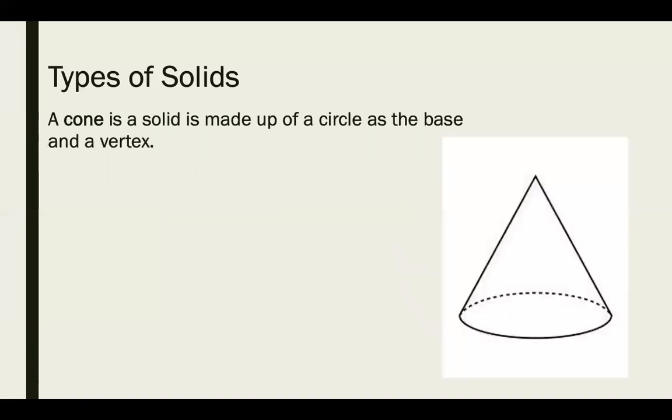And then the last one we're going to talk about is a cone. A cone has a circle for a base, and then all of the points meet together at a vertex up top. So that would be a cone. Again, not a type of polyhedron because a circle is not a type of polygon, and actually the side isn't a polygon either. So it's a solid that's not a polyhedron.